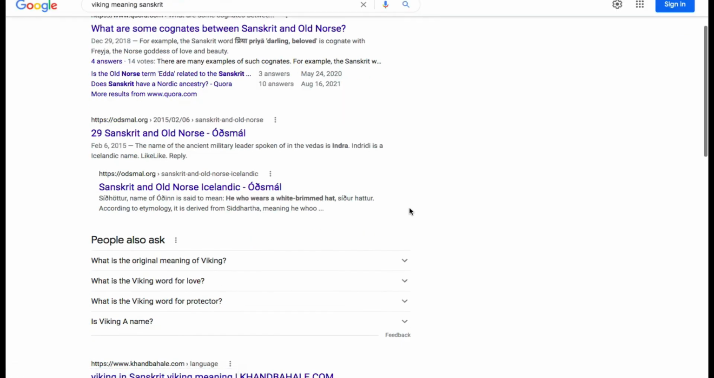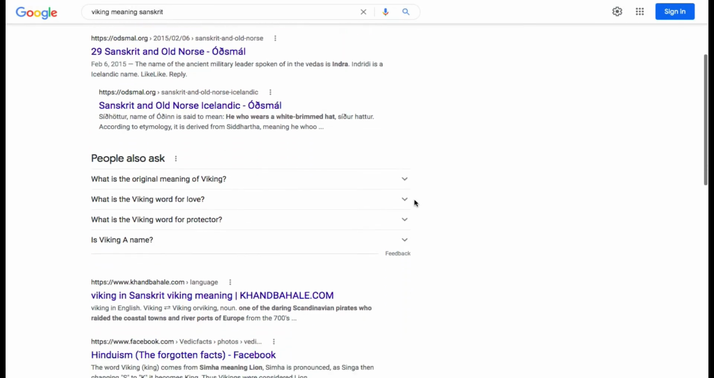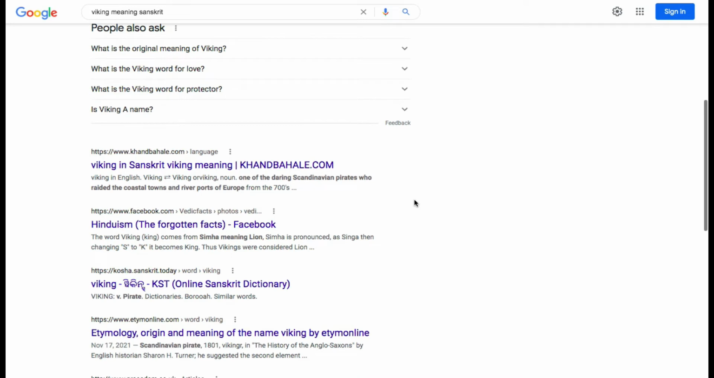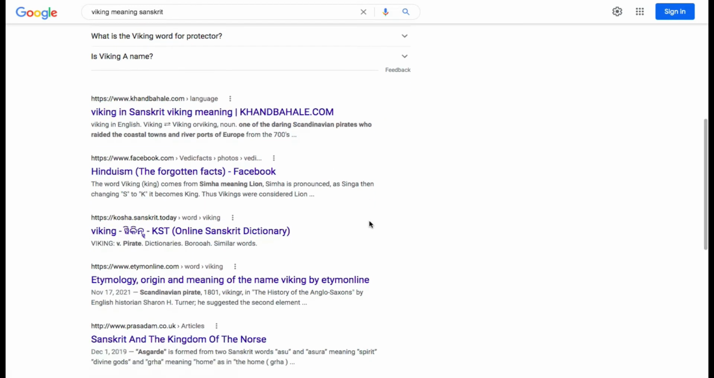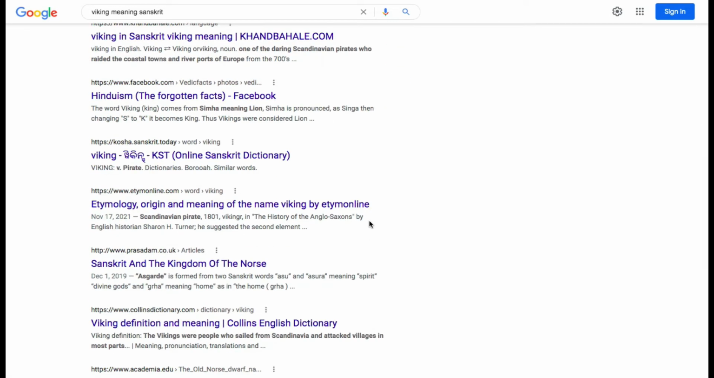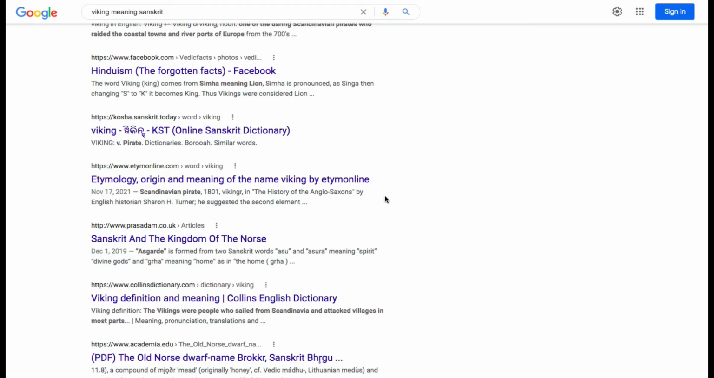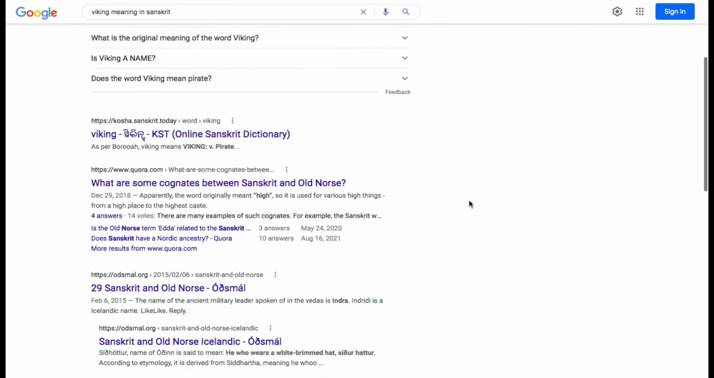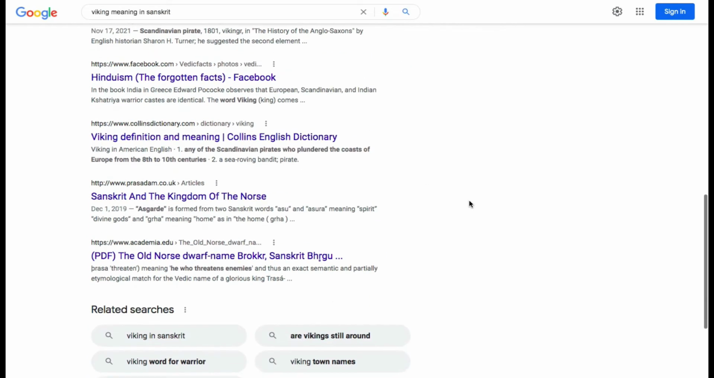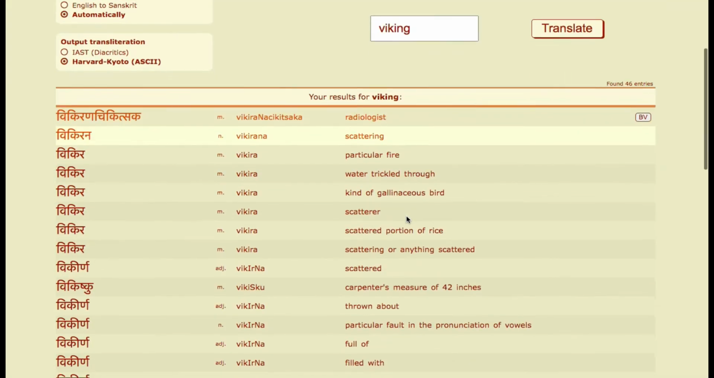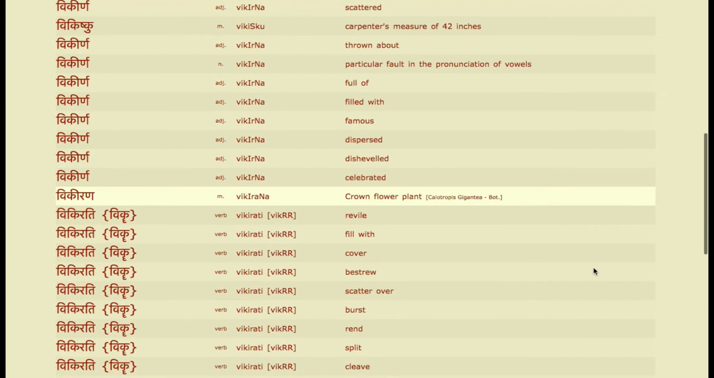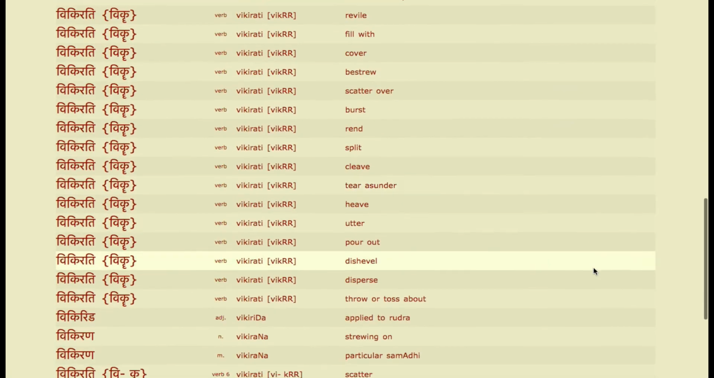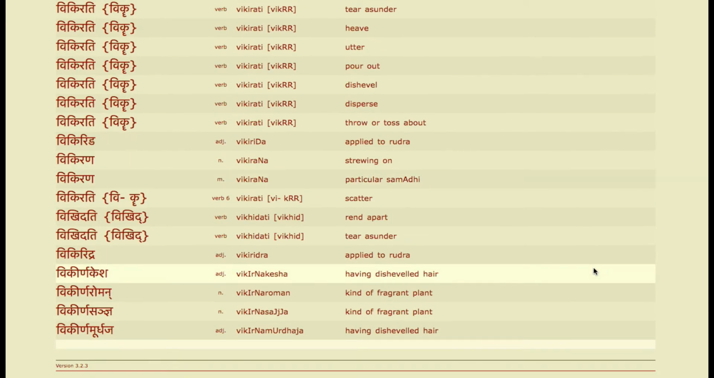Okay, Sanskrit names and Old Norse. I wonder why that one's not coming up. It used to come up. They must have scrubbed it. Here, no, they didn't scrub it.